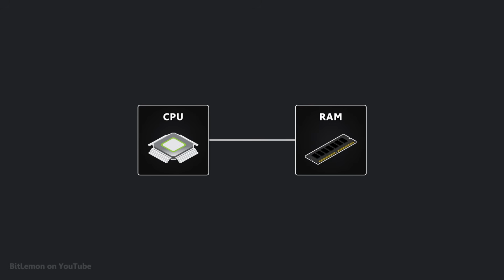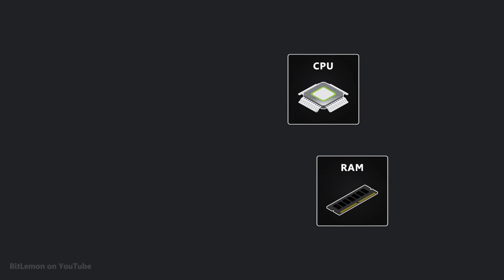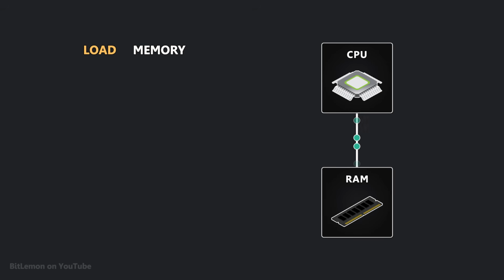A processor can read from or write to memory using basic load and store instructions. The load instruction moves data from main memory into one of the processor's registers, while the store instruction moves data from a register back to main memory. In the assembly language, memory operations are performed using the move instruction, which serves both load and store purposes.